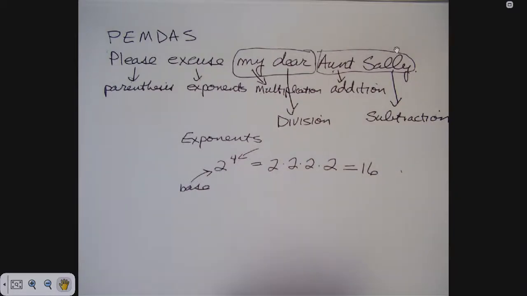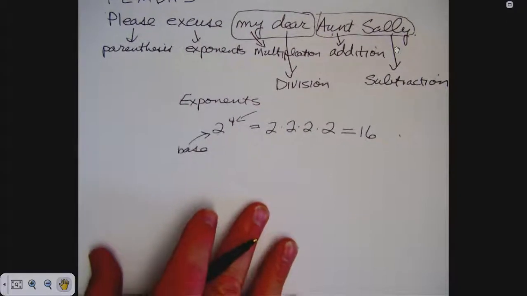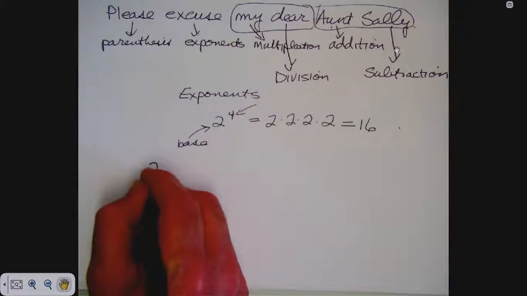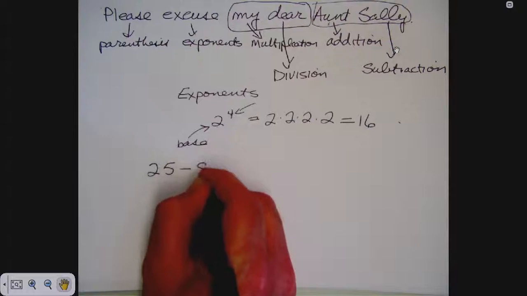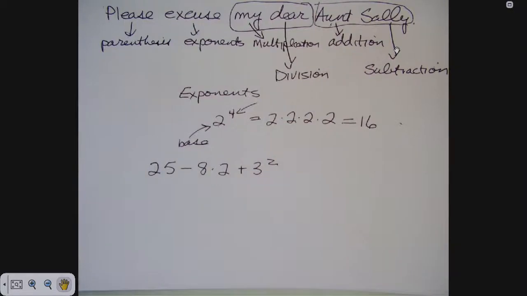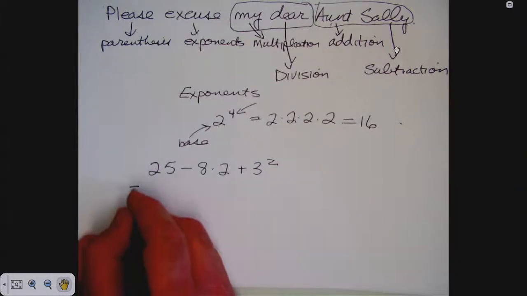And now we're going to go back to please excuse my dear Aunt Sally. So I can do a problem here. So let's say we have this. This is an example from your book. It's 25 minus 8 times 2 plus 3 squared. Now, we're going to look at that and say, okay, what do we do first? Well, it's PEMDAS, and so I do any parentheses first. Do I see any parentheses? No. So then I go to exponents.